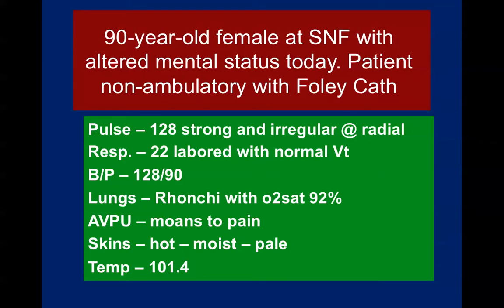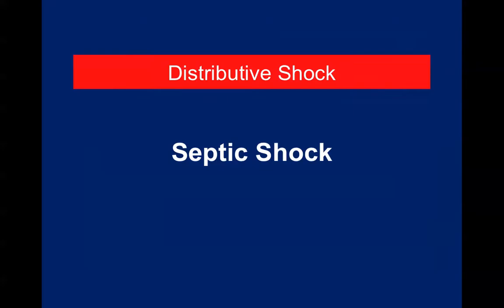Rapid pulse, weak pulse, labored respirations, blood pressure 128/90. Might be a little low for her age, might be average, not anything significant there. She does have rhonchi in the lungs, probably has some mucus in her lungs, some infection going on. When you do a trap squeeze, she moans to pain. Skin is hot, moist, and pale. Temperature is obviously elevated. So you can tell by all this she probably has some kind of infection, and this is known as septic shock.